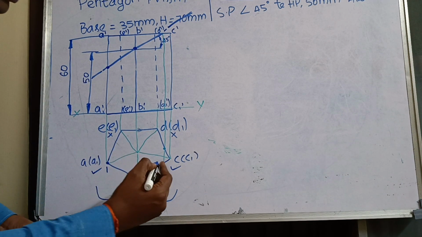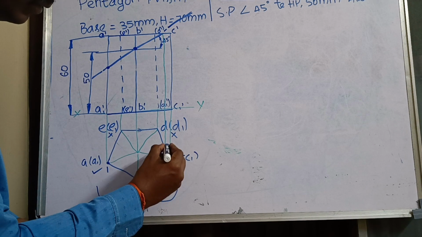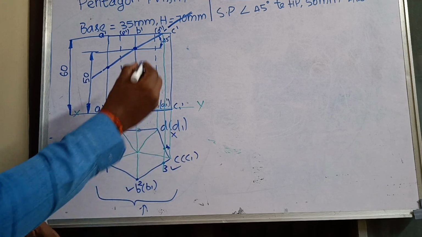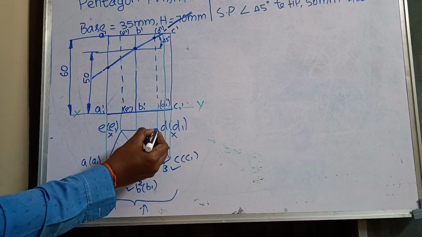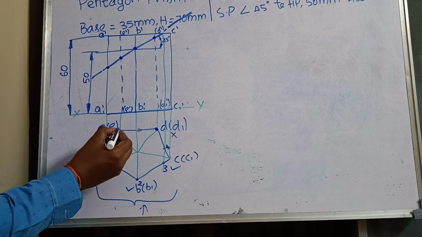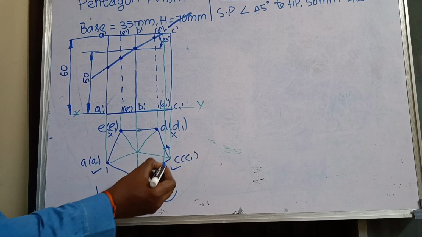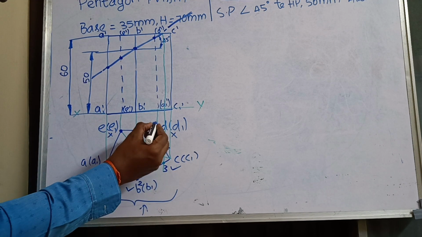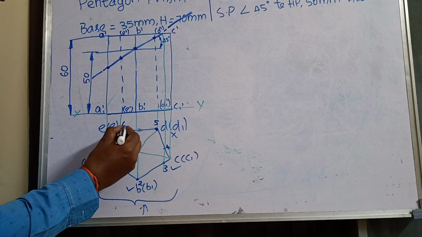So this is the third section point, fourth section point, fifth section point on these DD1 long edges. Then the sixth section point is on the E1 long edge. So section points 3, 4, 5, 6.